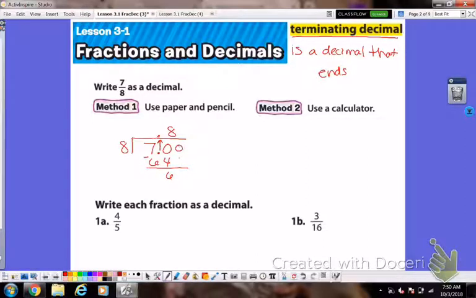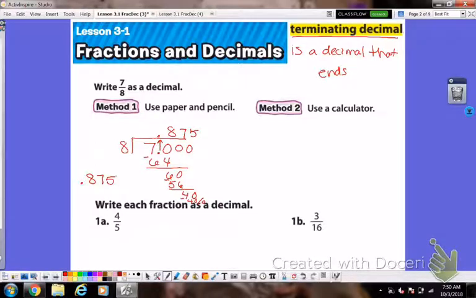We need another decimal. 8 goes into 60, 7 times, subtract 56, leaves us with 4. Again, we need another 0. And then 8 goes into 40, 5 times, subtract 40, and we get 0. So our answer here is 0.875. So our first method for changing a fraction into a decimal will be the good old-fashioned pencil and paper, what you guys have been doing for years.